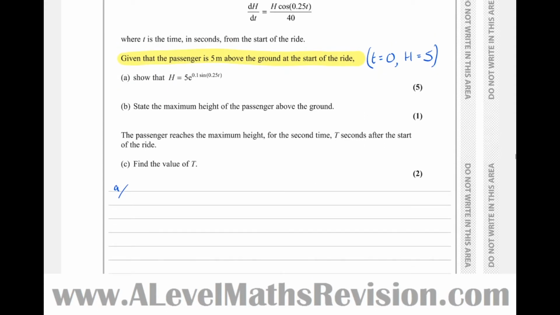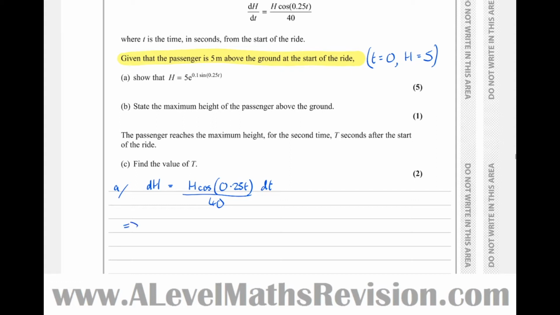So when solving a differential equation, the first thing we should do is split up the differential into two parts by timesing by the denominator of the differential. That gives us dh equals h cos of 0.25t over 40 dt. So we've multiplied by dt there. Next step, we want the h's on the same side as the dh and the t's on the same side as the dt. Luckily we've already got the t's on the right side. All the t's are on the right hand side, as is the dt. However, the h needs to go to the other side.